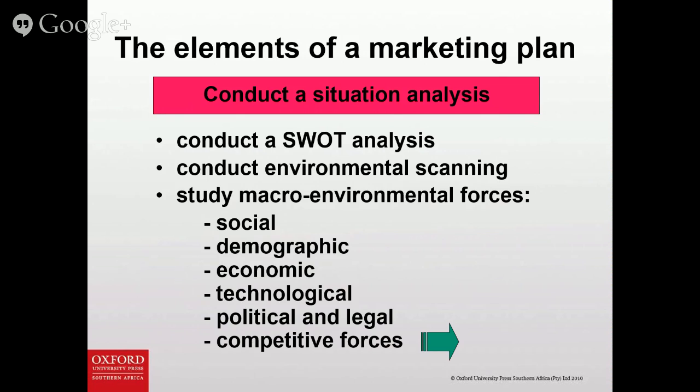Okay, so the first two letters are about the internal, so the strengths and weaknesses talk about the business itself. The O and the T are opportunities and threats. That looks at the opportunities that the business has. So it's an external environment: opportunities and threats look at the external environment.